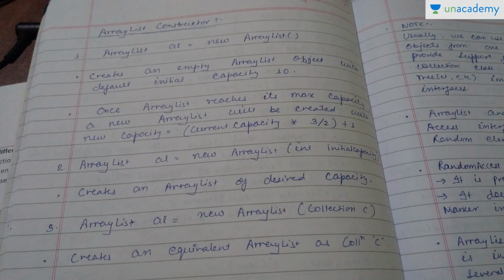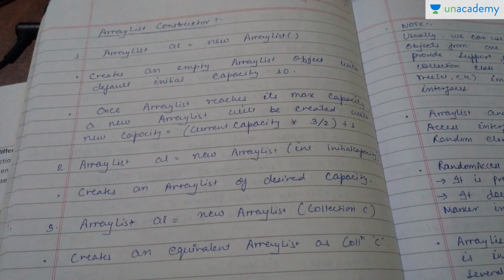The third constructor is ArrayList AL = new ArrayList(Collection c). This will create an ArrayList equivalent to collection c. If we have a collection object, it will create the same size as that collection provides. So three types of constructors are there.